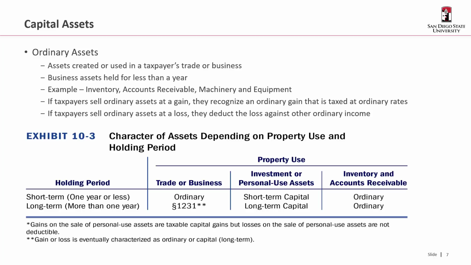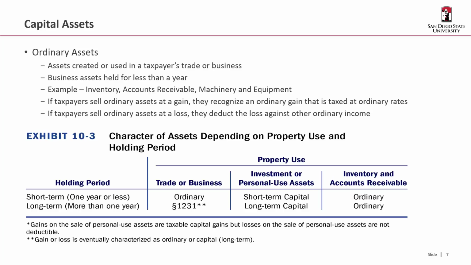If we look in the far right, inventory and the accounts receivable that come from that inventory, that's just ordinary income, right? That's you generating ordinary business income. That's ordinary, and it doesn't matter how long you held the inventory, although, of course, it's good management practice not to hold inventory long. We're focused on this column on the left for trade or business property.